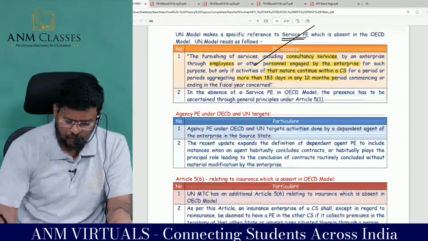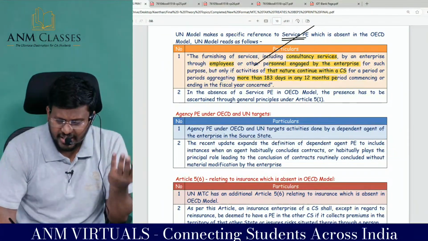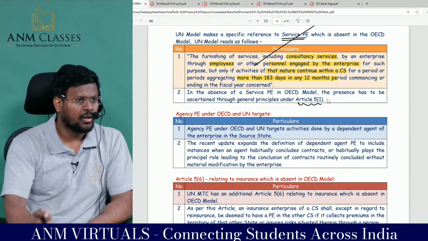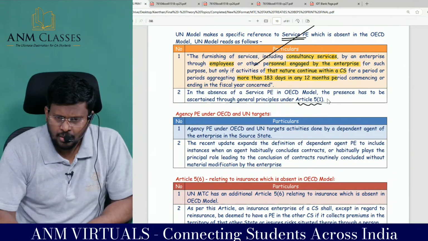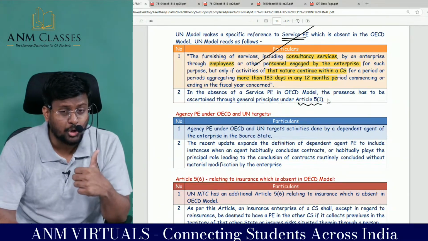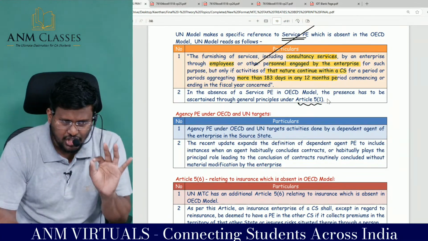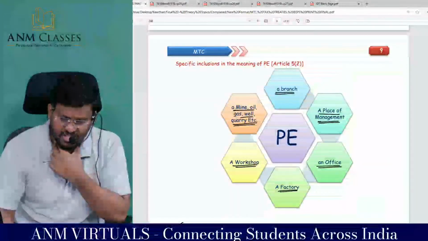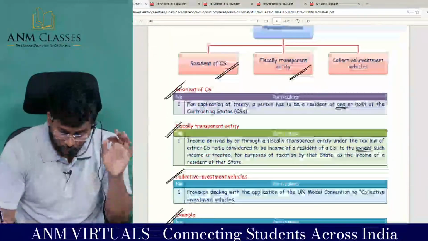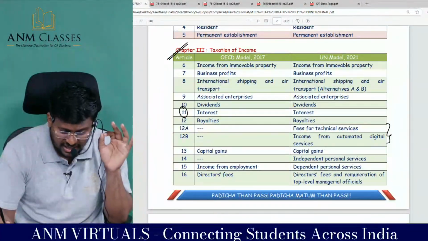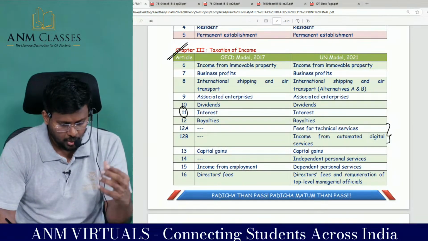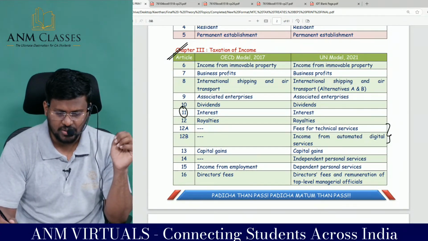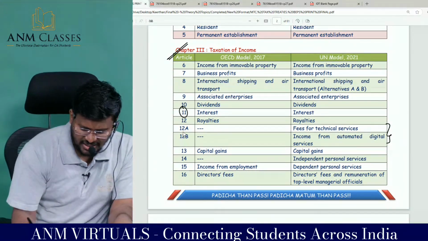Whereas in the absence of service PE in the OECD model, the presence has to be ascertained through the general principle under article number 5(1). That means you have to check whether 6 conditions are cumulatively satisfied or not. If the 6 conditions are cumulatively satisfied, then there is a permanent establishment. Otherwise, there is no permanent establishment. So this additional service PE is there only in the UN model. Are you all really with me? It is not there in the OECD model. Hello, sir. So here you look at it, sir.